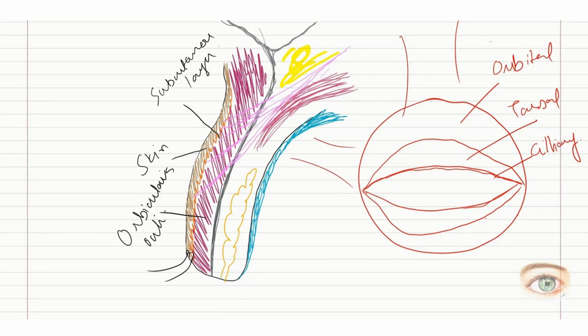Now, the tarsal muscle is the actual muscle which helps to close the eyelids, and it also moves the eyelid medially so it can dilate the nasolacrimal duct, right? So that more tears can flow into the nasolacrimal duct.